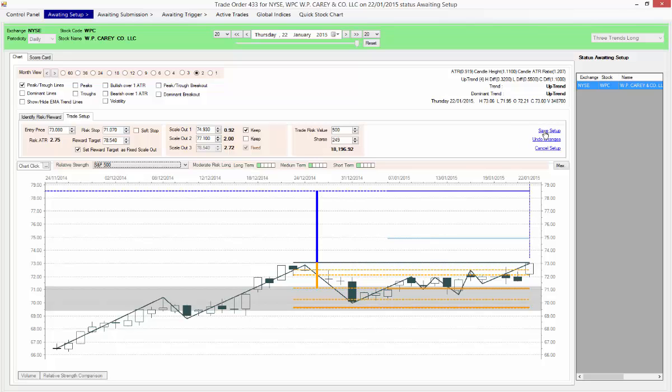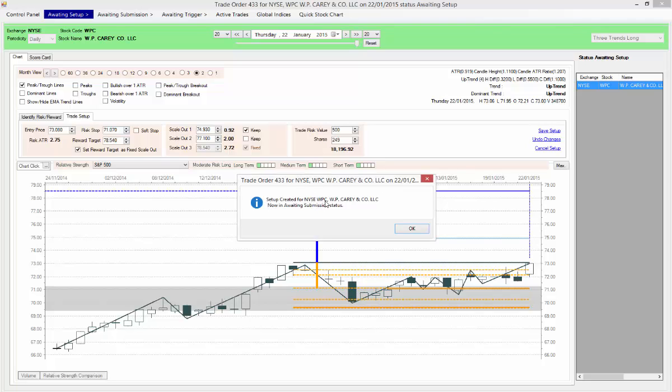I'm now going to click on the Save Setup, but I also have the option where I can start afresh. I can undo all the changes, take me back to the Identify Risk Reward, and I can copy to Trade Setup and do the same thing again. I can also cancel this setup altogether, which just means remove it from the system, out of the status awaiting setup, and no more to be done. I'm going to click the Save Setup.